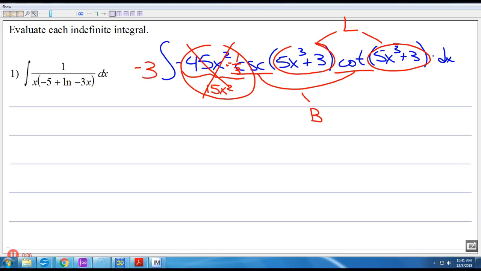Right, you with me? And then I integrate the big guy. So what's the integral of a positive cosecant cotangent? A negative cosecant. There's already a negative out there, so now it's positive. Then you leave the little guy alone. And don't forget plus c.